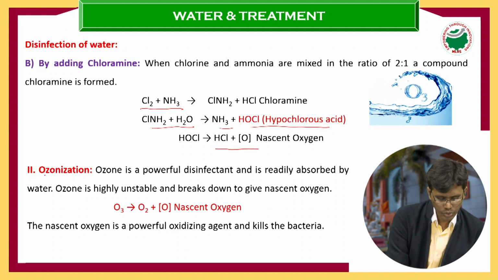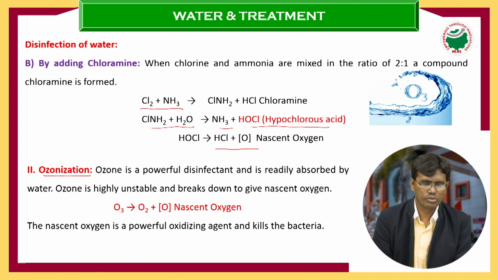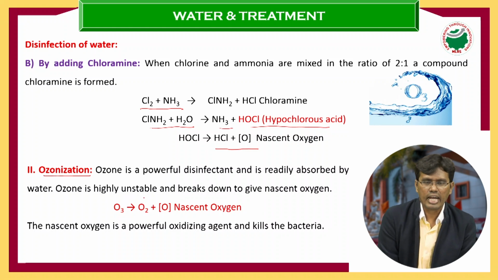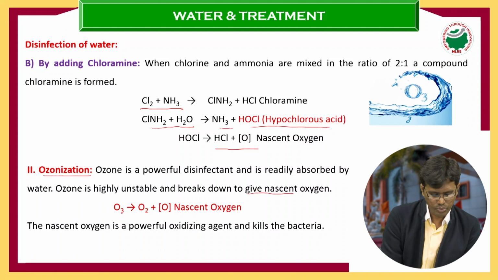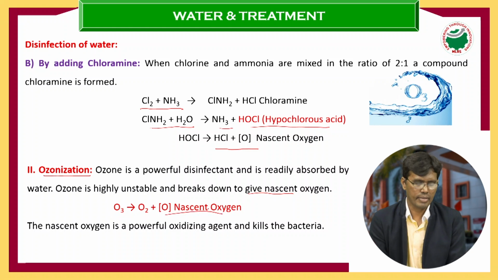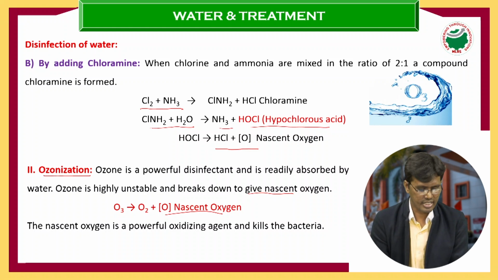Next, ozonization. This is the most expensive method, but it is also an important one. Ozone is unstable, but it gives nascent oxygen. O3 gives rise to O2 plus O, nascent oxygen. Nascent oxygen can kill bacteria. So the disinfection or sterilization methods are chlorination, chloramine, and ozonization.